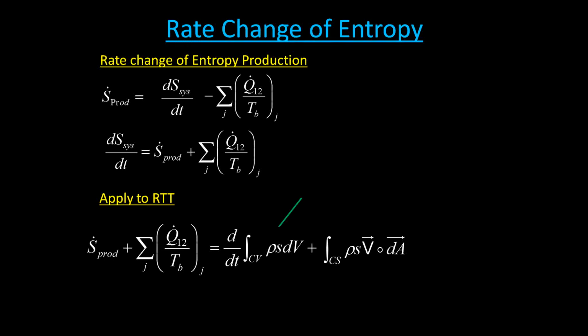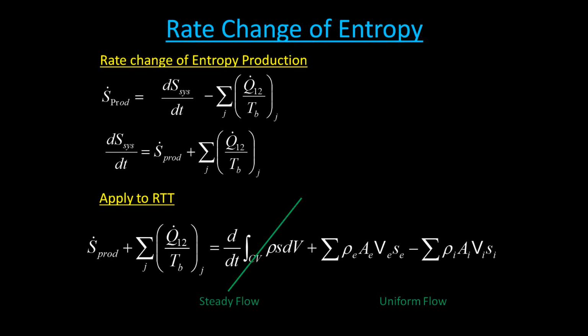We're then going to make some assumptions, the first being that this is going to be steady flow, so the first term on the right side goes away. And then we're going to make the assumption of uniform flow. So for uniform flow, we can change those integrals into summations. We're going to say that it's uniform across these surface areas. And then if you remember that density times area times the velocity, according to the conservation of mass, that's going to be mass flow rate.